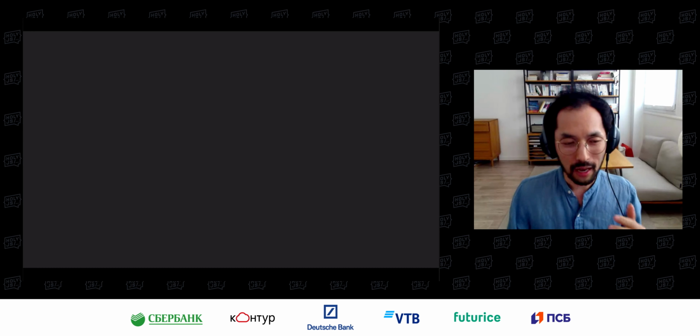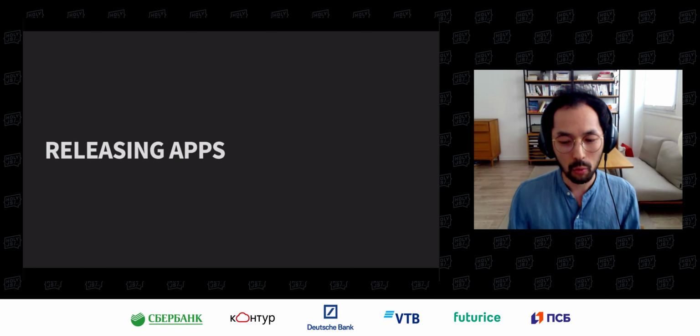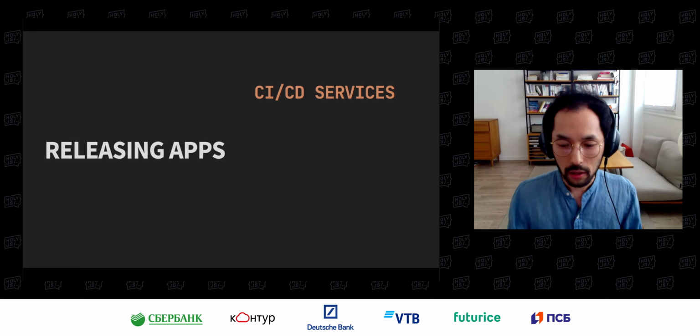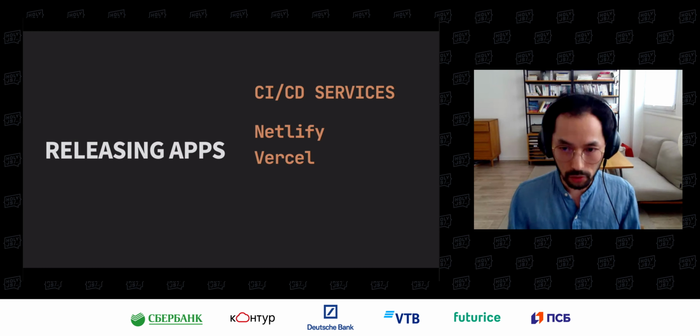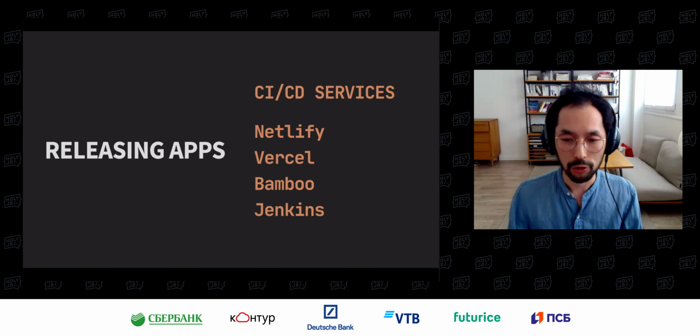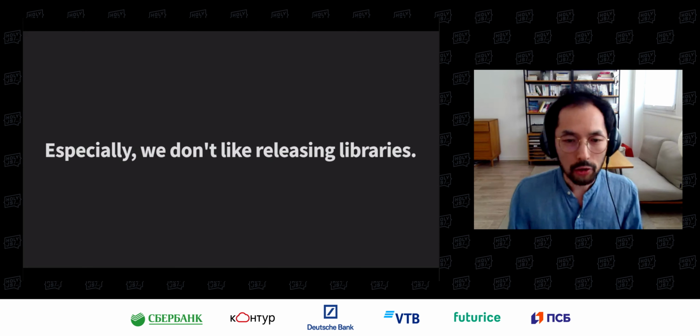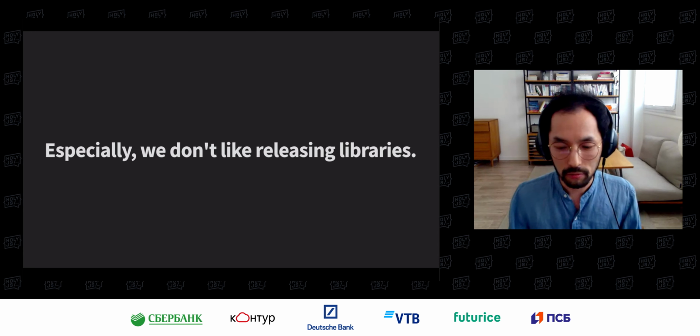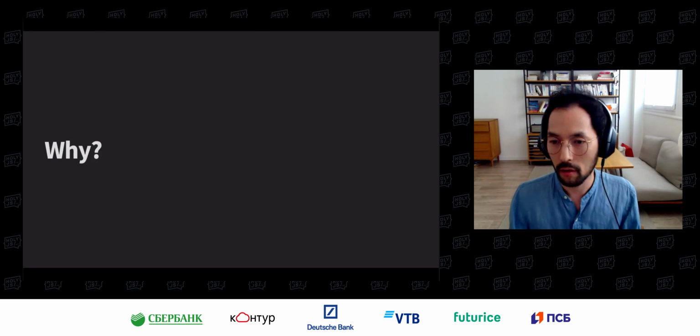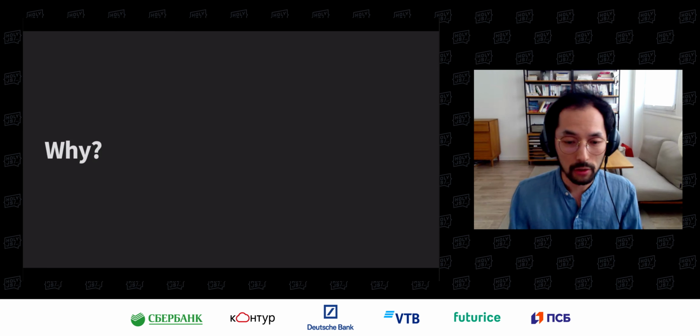Okay, before diving into releasing libraries, what about releasing apps? There are many CI/CD services, continuous integration, continuous deployment, like Netlify, Vercel, formerly Zeit, and Bamboo, and Jenkins, etc. So releasing apps is quite automated, and we have some sort of flows. So I guess it's okay-ish. But especially, we don't like releasing libraries. I guess there are many reasons. I'll talk about just some of them.